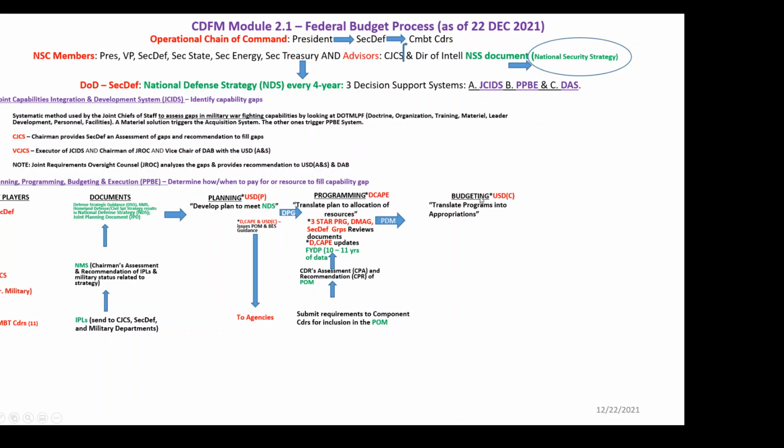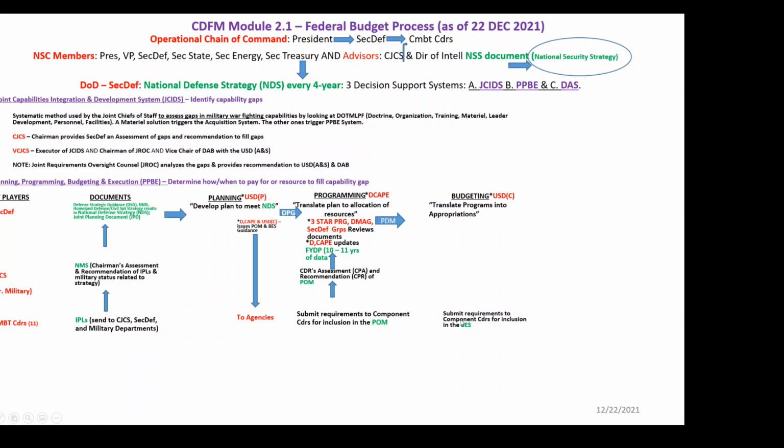All right, so in the budgeting phase, you translate these programs into appropriations. Because again, if we need resources and money from Congress, we have to be able to translate the programs from here into a viable appropriation. The USD Comptroller, Under Secretary of Defense Comptroller, is in charge of the budgeting phase of PPBE.